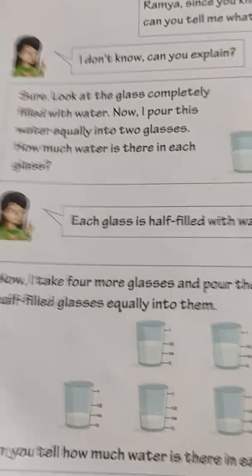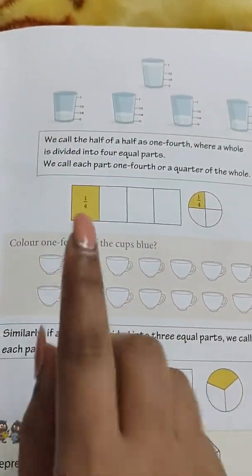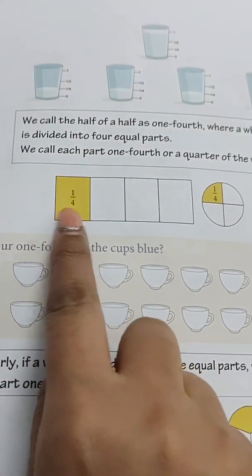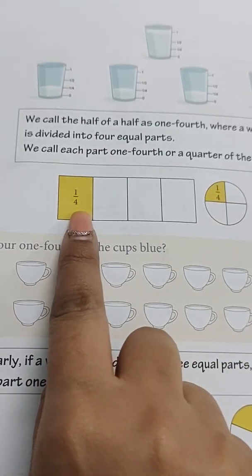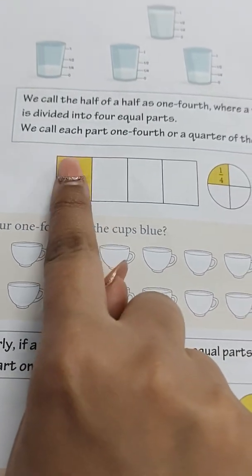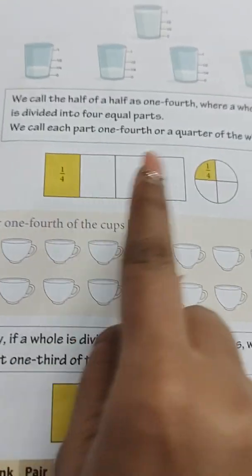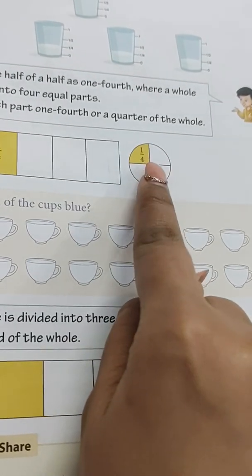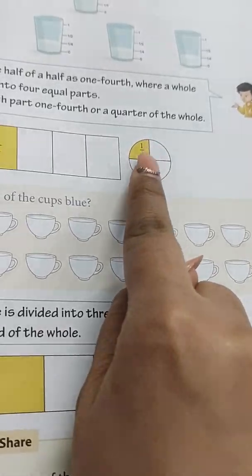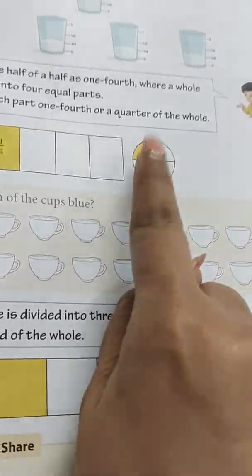When you divide a shape or numbers into 4 equal parts, that we call 1/4. So suppose a rectangle is given and there are 4 equal parts, 1 2 3 4, and this one part is shaded, so it is 1/4. Similarly, this circle is divided into 4 equal parts, 1 2 3 4, and one part is shaded, so it means that we are talking about 1/4.